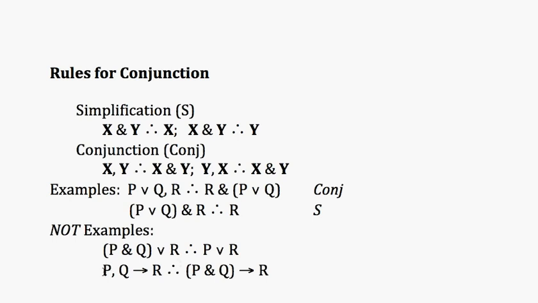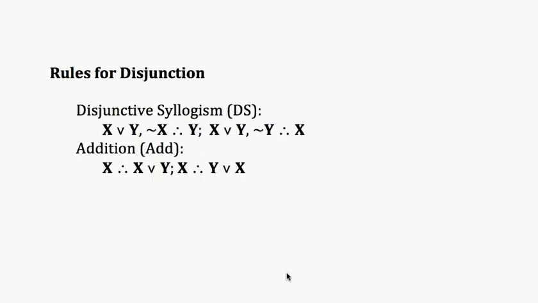Likewise here, we have P, we have Q arrow R. We tried to take the Q by itself and then the P and then combine them using the rule of conjunction, but that in fact is not an example of the rule.